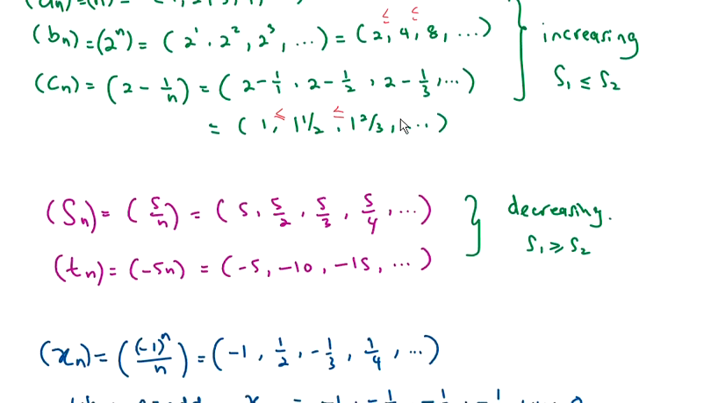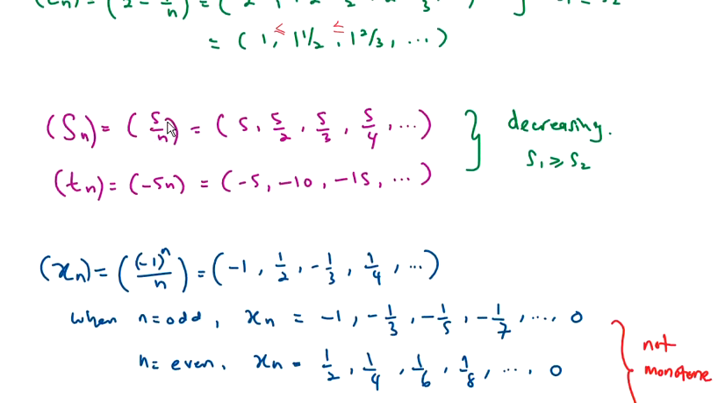So if we look at this, S sub n is 5 over n. If we expand, we get 5, 5 over 2, 5 over 3, 5 over 4, and so on. So when we test, S1 is greater than or equal to S2, and then S2 is also greater than 5 over 3. So 5 over 3 is greater than 5 over 4, and so on.